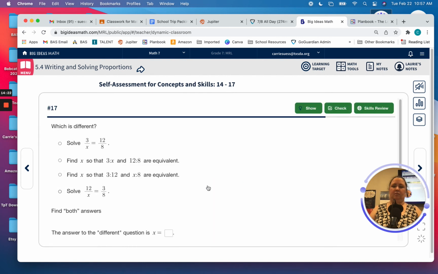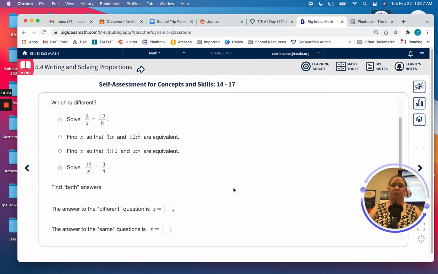17. Which is different? So we have to solve each of these. So you just solve each of these. 3 times 8 divided by 12 is what? So this is the different one. Because this is 12 times 8 divided by 3. So then the 12 times 8 divided by 3 goes here. And then the answer to the other one goes there.